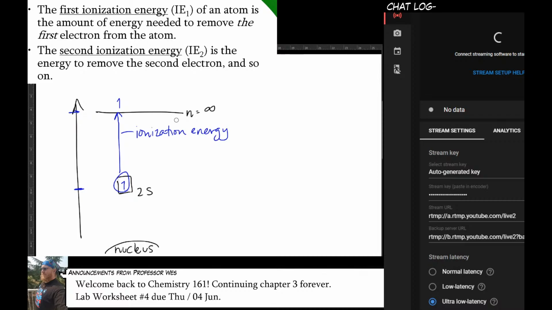Now, while I have the diagram here, let's do the opposite. What would happen if I were to put an electron and I were to allow it to fall into this spot? What that would be is actually something called electron affinity, and that's what we're going to do in the second half of the first hour today.